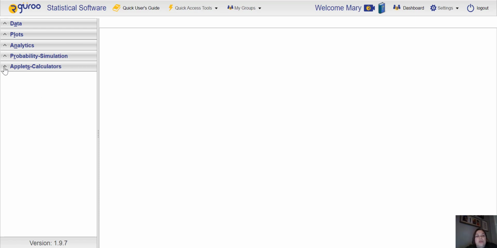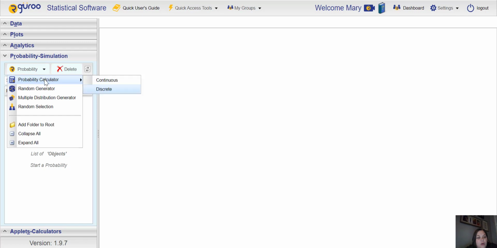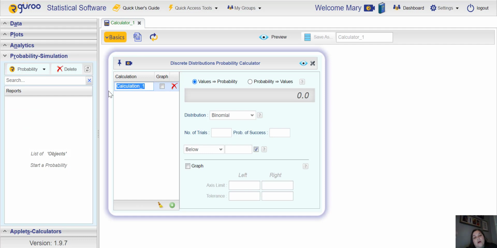So in OurGuru, to do a binomial probability, you're going to click on the Probability Simulation tab. And then in the drop-down menu where it says probability, you are going to go to probability calculator, and then another menu will pop up to the right. It'll say continuous and discrete, choose discrete. And then of course our OurGuru box will pop up. It says discrete distributions probability calculator.